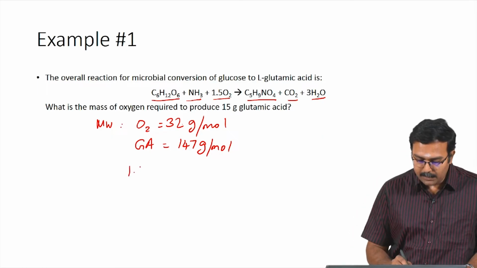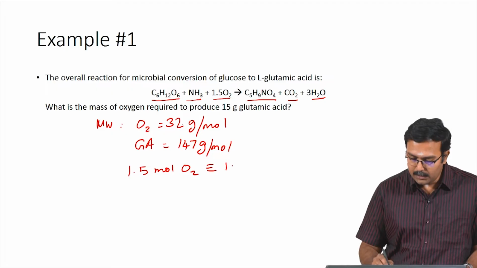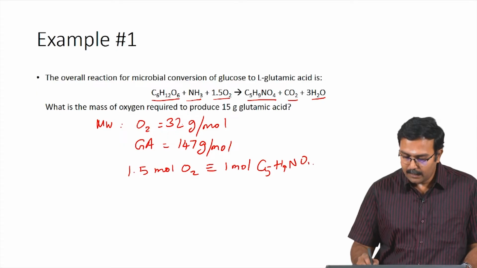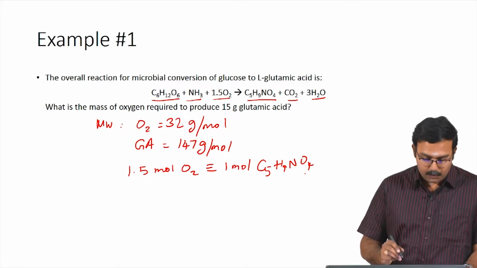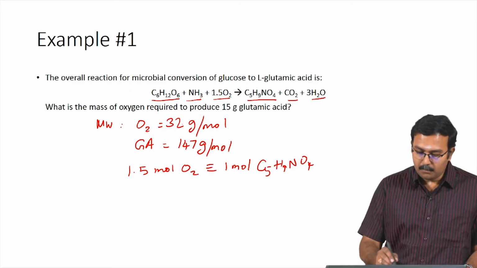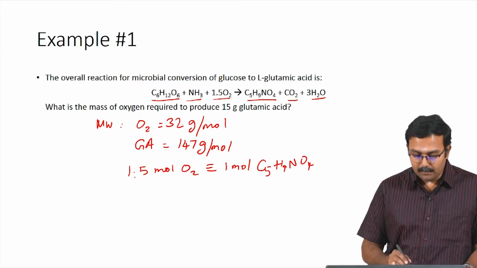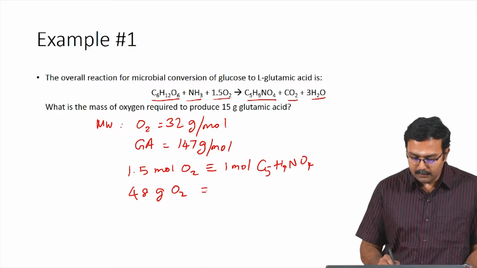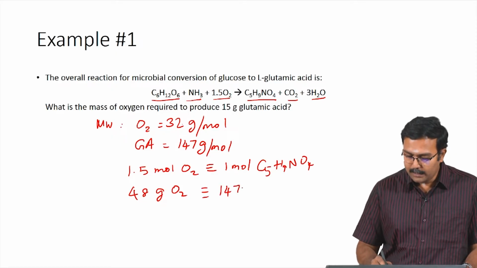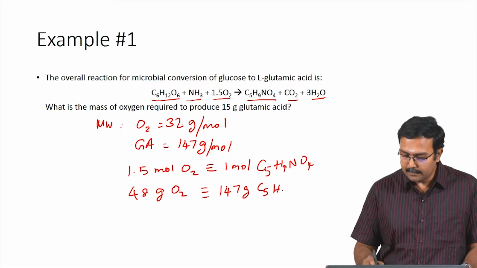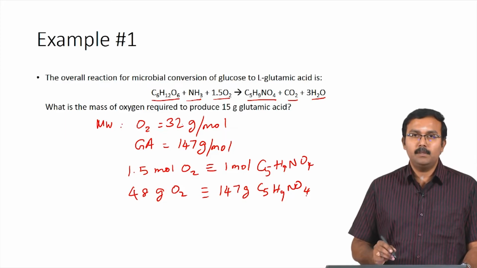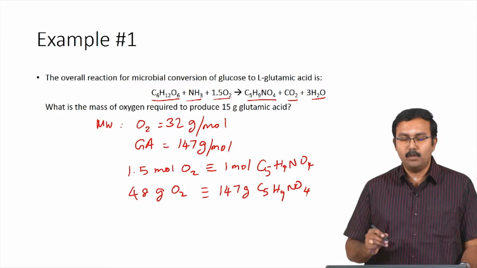So, writing this down, we can say that 1.5 moles of oxygen produces 1 mole of glutamic acid, which is C5H9NO4. So, substituting the molecular weights, we can convert these to masses. 1.5 moles of oxygen would weigh 48 grams of oxygen. This would produce 147 grams of glutamic acid. We need to calculate the amount of oxygen which is required for producing 15 grams of glutamic acid.